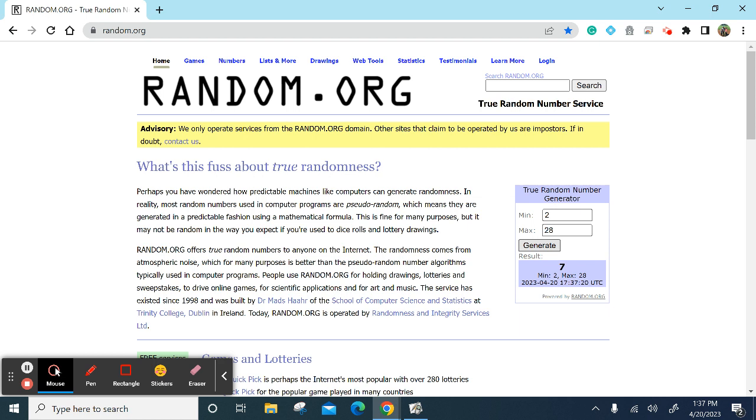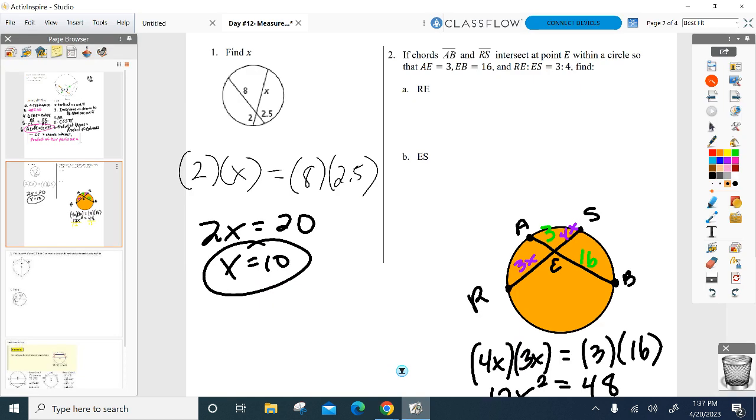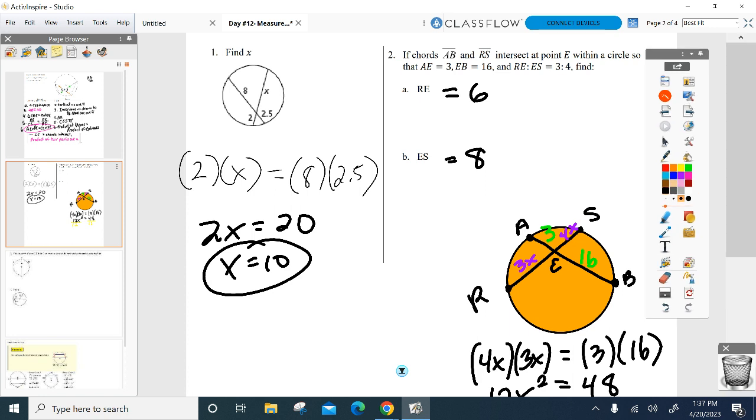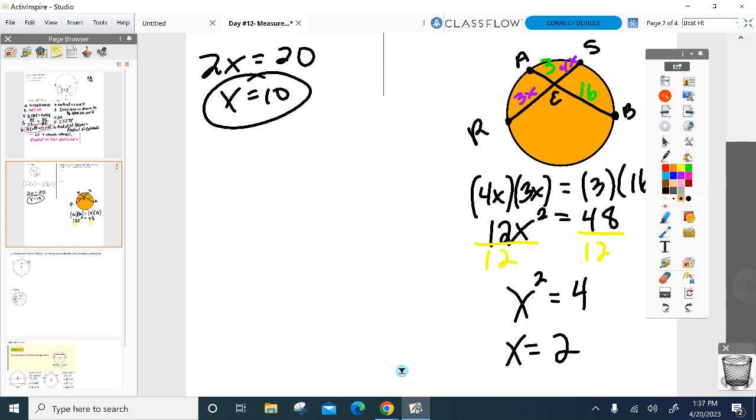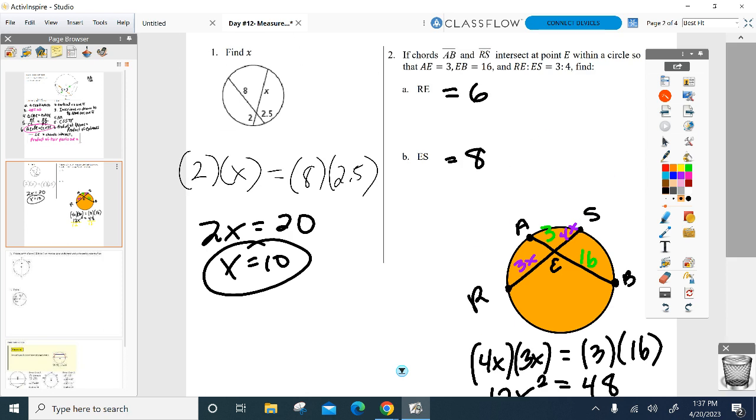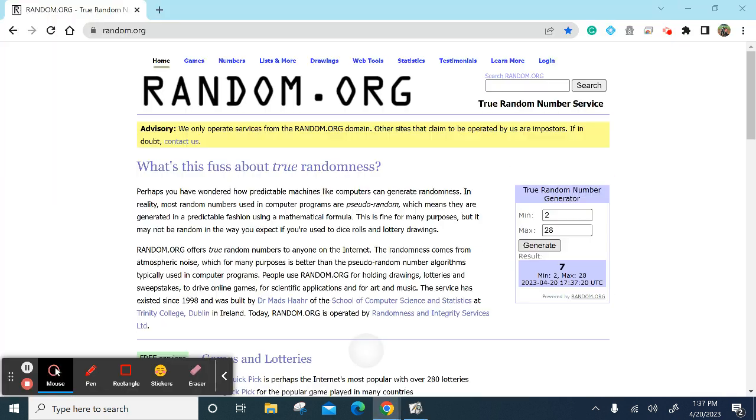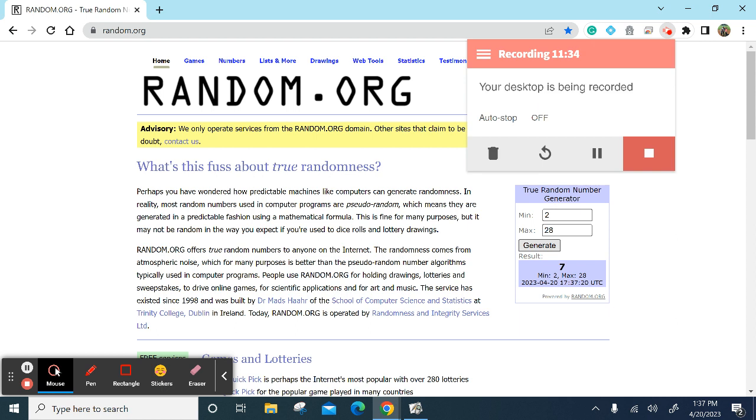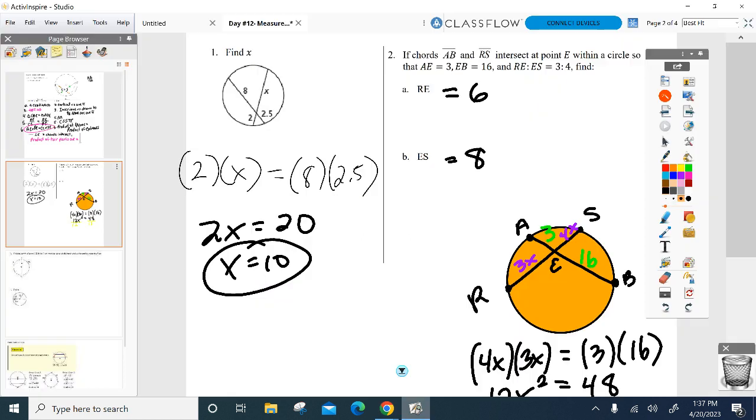What's the length of RE? 6. ES. Oh, we're ready for that one, huh? 8. Thank you. And that does check, right? 6 times 8, 48, equals 3 times 16, 48. Yep, we're good. All right, good. I thought I dropped the ball there.